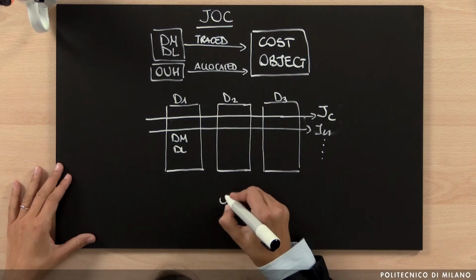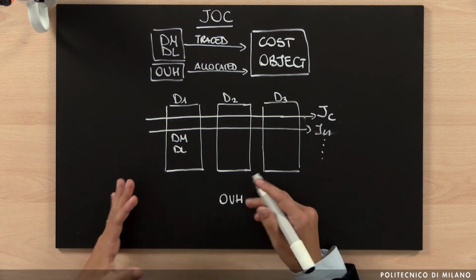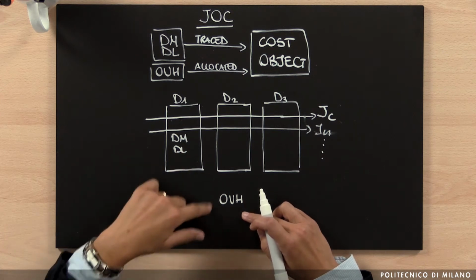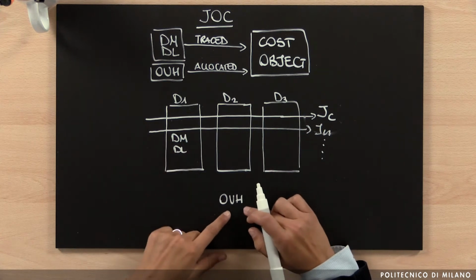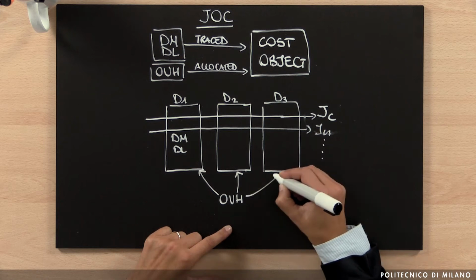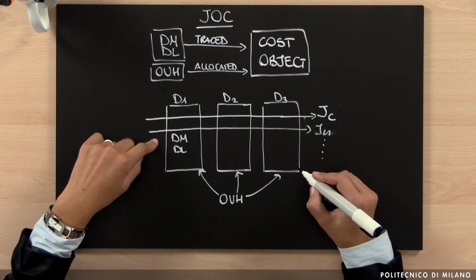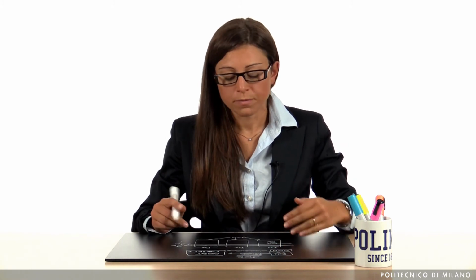This is instead not the case for the overheads. Think, for example, of electricity. You receive the bill of the electricity for the entire company, so you cannot know in advance the amount of electricity that is absorbed by each department. You need to assign it by using some rules. The problem is that the overheads are common to several departments and several activities, and at the same time they are common to several jobs. So we need to understand how these overheads are split between the different departments and then between the different jobs.